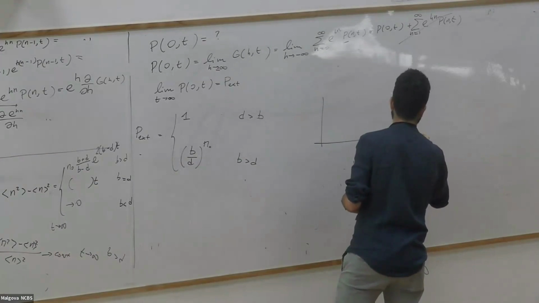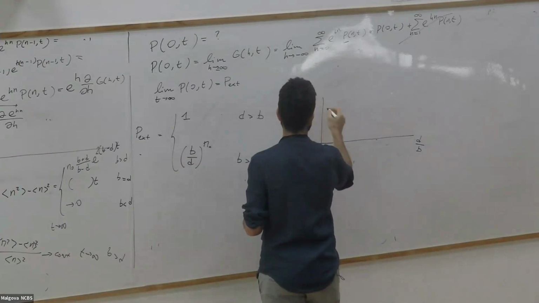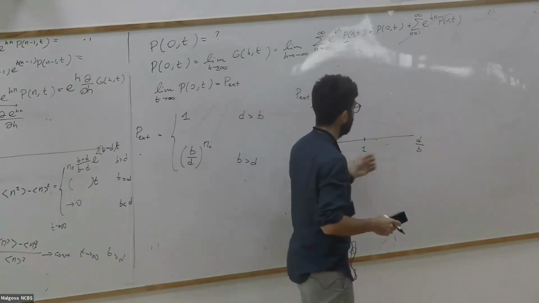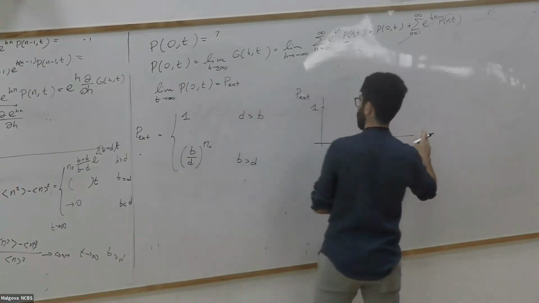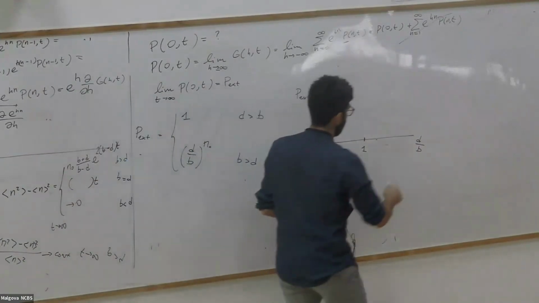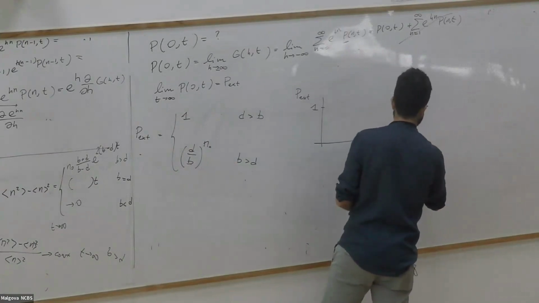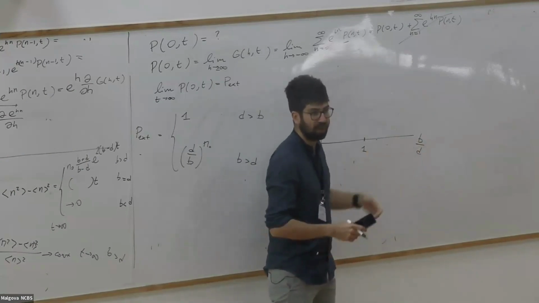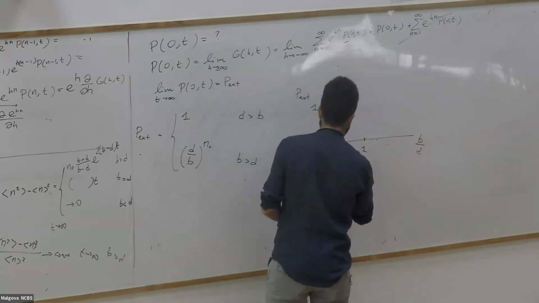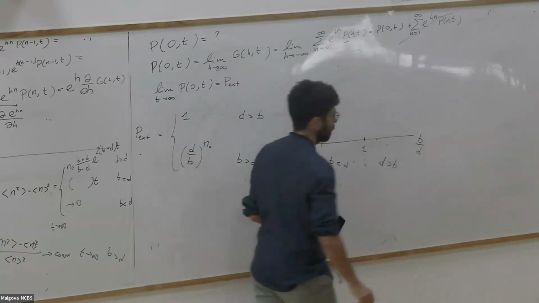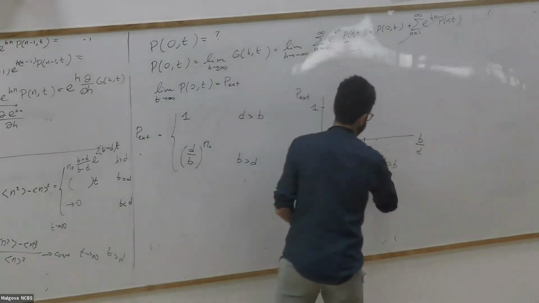If you want, you can plot this quantity as a function of D over B. And what you have is that the probability of being extinct, here you have 1. So below 1, the birth rate is higher than the death rate. Above 1, the death rate is larger than the birth rate.